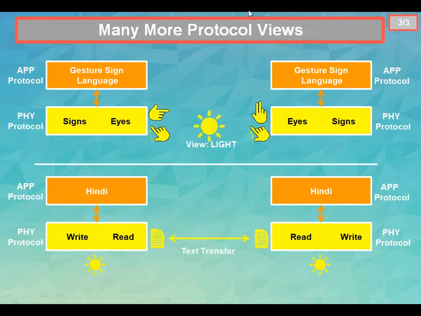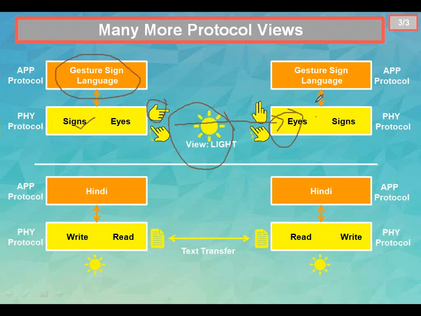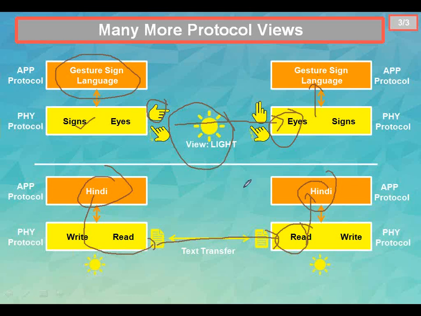There are many more protocol views. You can use gesture sign language. You make the signs. Every sign has a meaning. The other guy will see it with his eyes, with the help of light, which is the medium here, and he will get to understand the meaning. If you are writing a Hindi text, that text will be transferred to the other side. The other guy will read it, and then he will understand Hindi. He must be able to understand Hindi. So the language is Hindi here. The method of sending is writing and reading with the help of paper. You are writing it in the form of text. Multiple methods, multiple protocols.